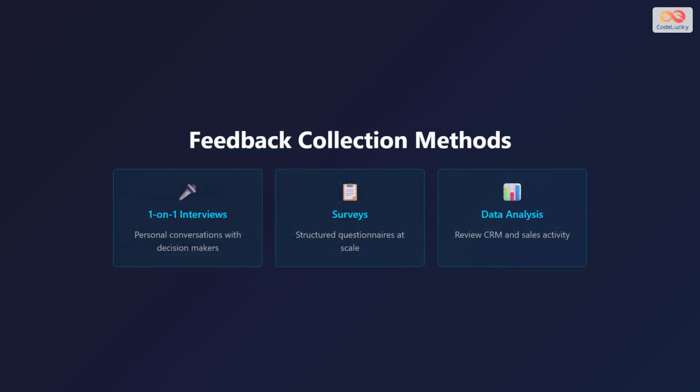You can collect feedback in 3 main ways. One-on-one interviews with decision makers give you detailed insights and let you dig deeper with follow-up questions. Surveys let you collect structured feedback from many customers at scale. And data analysis involves reviewing your CRM and sales activity to spot patterns in how deals moved through your pipeline. Most effective programs use a combination of all 3.